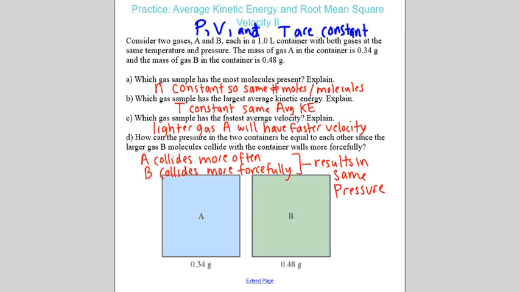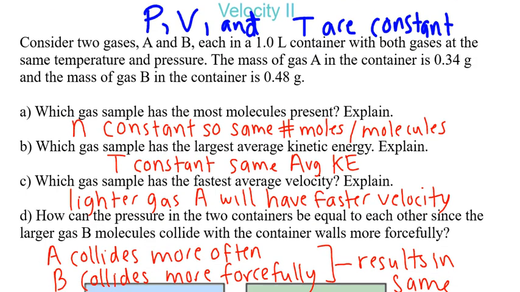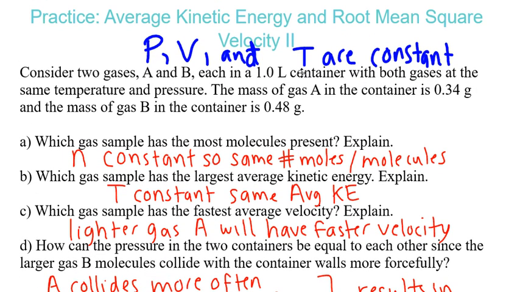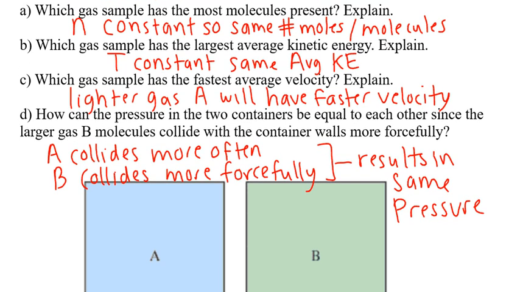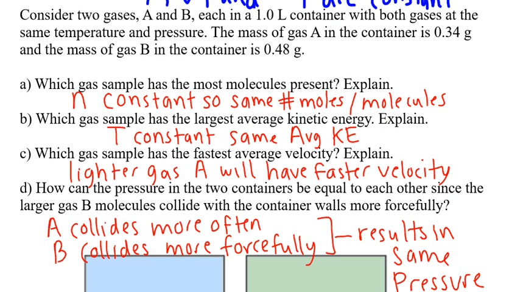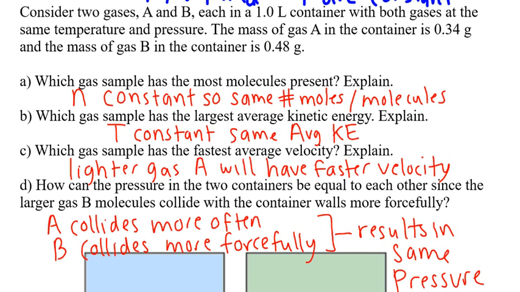Hopefully you pause the video because here are the answers. So I'm going to zoom in just to separate this a little bit. So P, V, and T are constant between gases A and B. So same pressure, same volume, same temperature. So scrolling down, which gas has the most molecules present? N is constant since they have the same number of moles. So N is the same between both of these. That's not changing because it's a constant throughout.